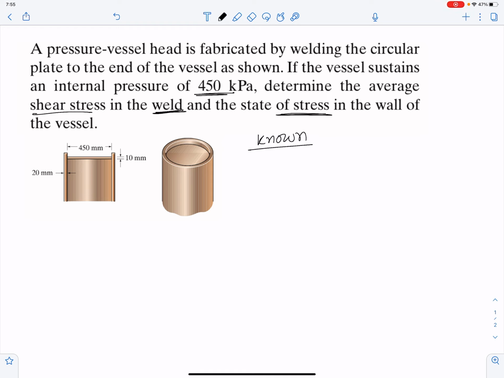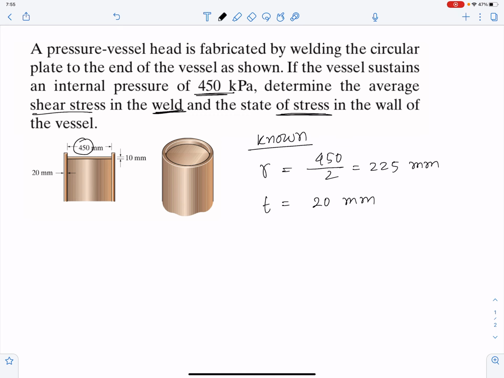We know the diameter of this cylinder is given, which is 450 right here. That means the radius is 450 divided by 2, which is 225 millimeter, right? And then the thickness of the wall is 20 millimeter.